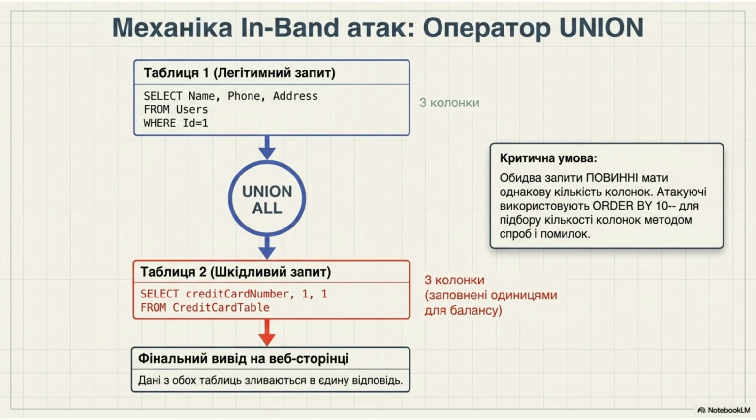To succeed, the malicious query must have the same number of columns as the original. Attackers typically use order by commands to determine the correct column count through trial and error.